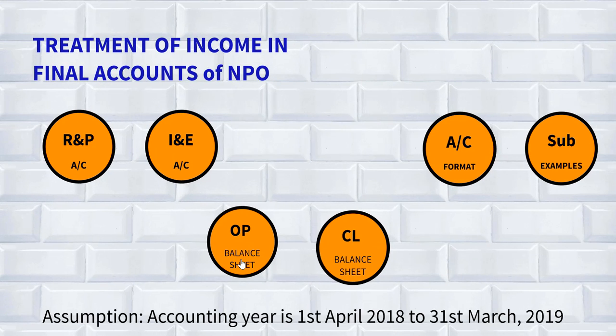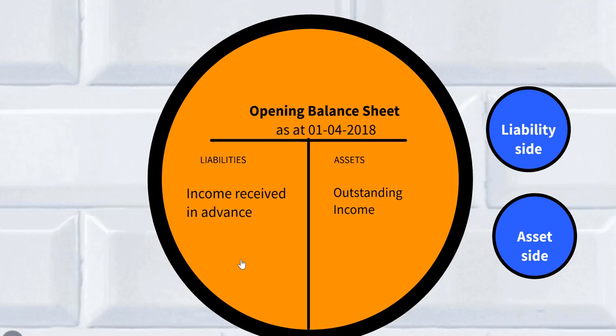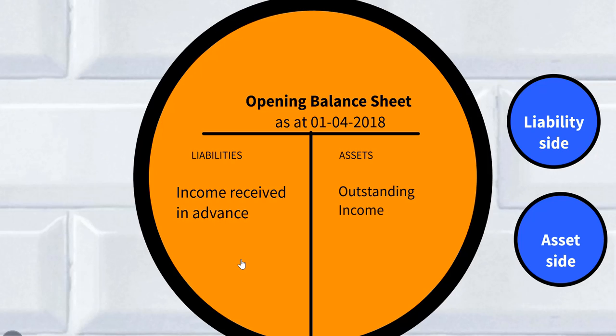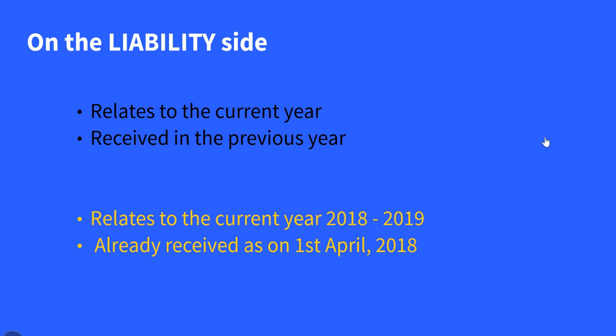Let's see how they figure in the opening balance sheet. In the opening balance sheet, income received in advance is a liability, whereas outstanding income or accrued income is an asset. We'll go into detail on the liability side. We are going to write the amounts of income which relates to the current year, but you received it in the previous year itself. In other words, it relates to the current year 2018-19, but you already received it prior to 1st April 2018.